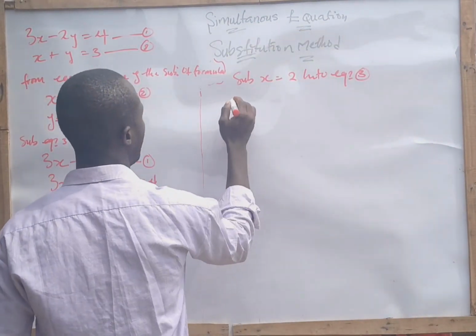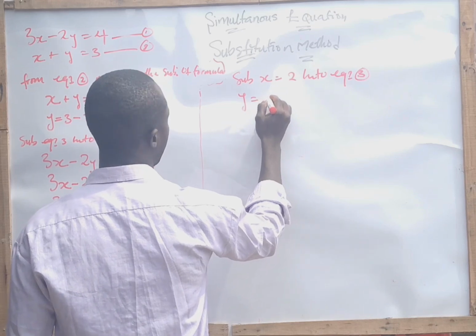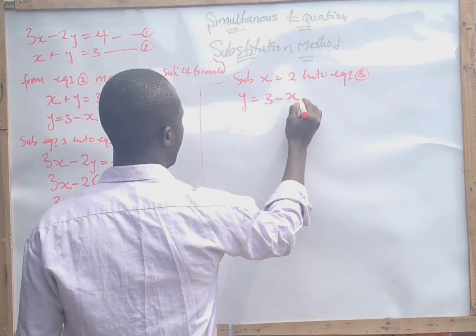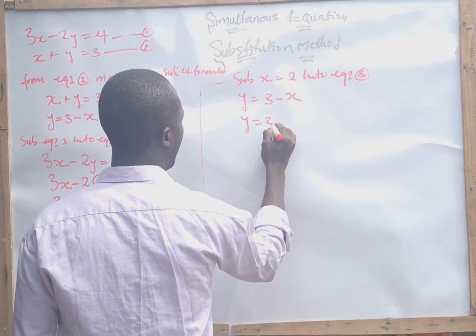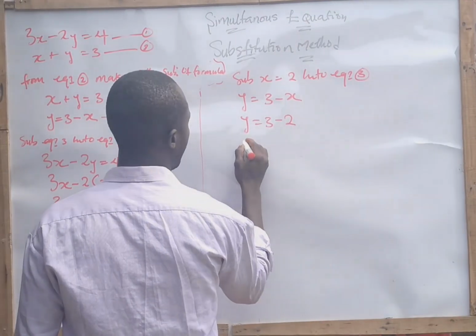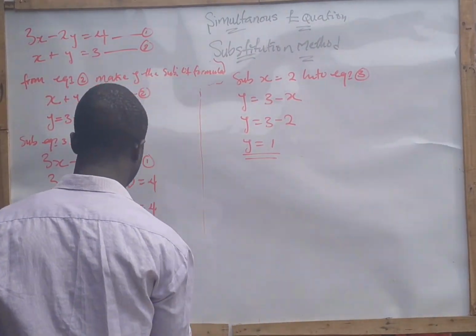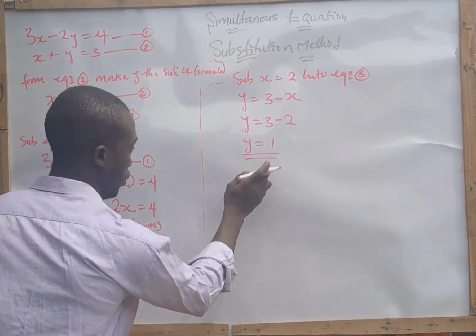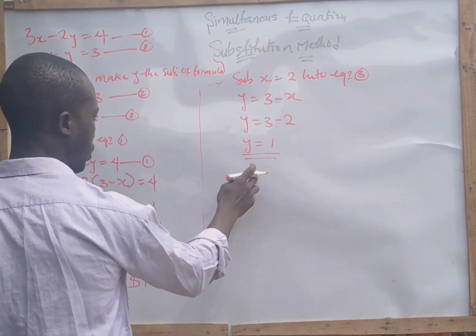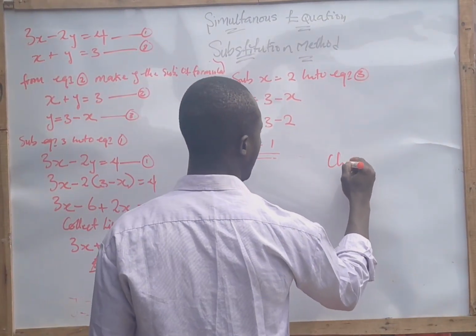So our equation 3 is what? y equals 3 minus x. So y is equal to 3 minus 2. So our y equals what? Equal to 1. So y equals 1. So in this place, we say we check.